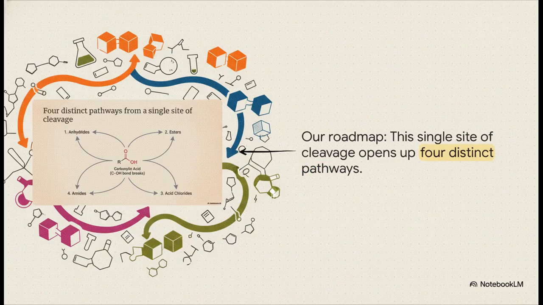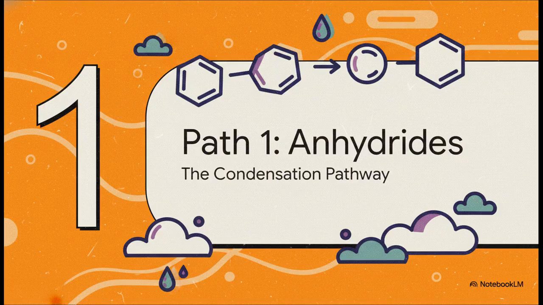Okay, so take a look at this. This is basically our roadmap for today. You see the carboxylic acid right there in the middle? That's our hub. And branching out from it are four different roads, four distinct chemical pathways. And guess what? They all start from the exact same place: breaking that carbon-oxygen bond. We're going to travel down each of these paths to make anhydrides, esters, acid chlorides, and amides, some seriously important molecules in organic chemistry. So let's start with our first path, making anhydrides.